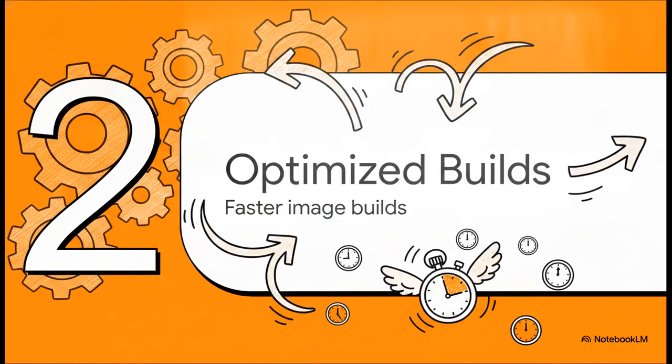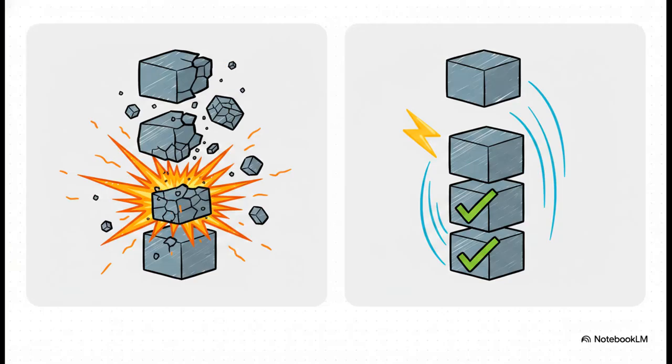Moving right along to part two, faster, optimized image builds. Okay, there is really nothing worse than changing one tiny little line of code and then having to wait agonizingly long for your whole image to rebuild, right? Well, the secret to fixing this lies in Docker's layer caching. Basically, every logical line in your Dockerfile creates a new layer. Now, Docker is smart. It'll reuse these layers from previous builds if nothing in them has changed.